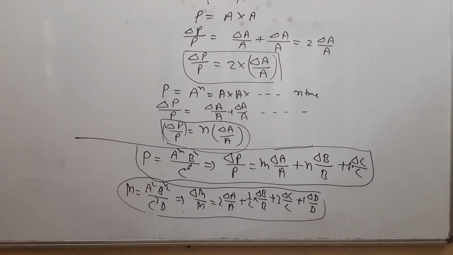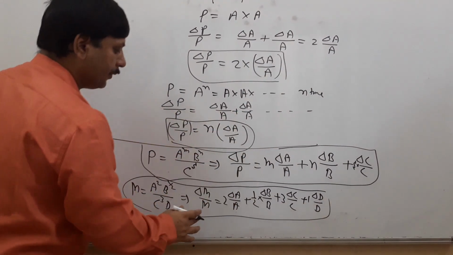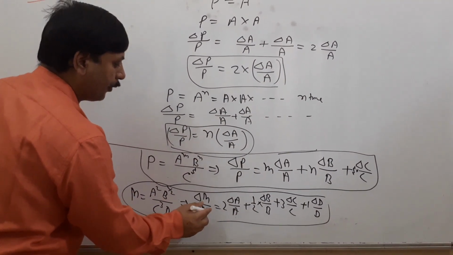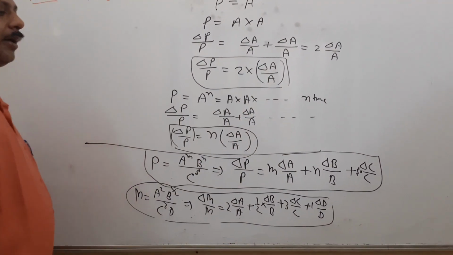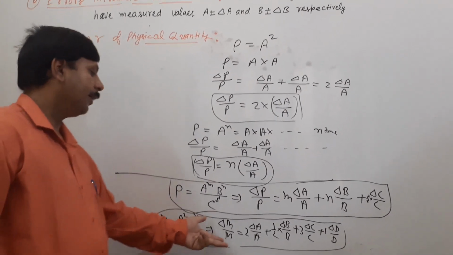One thing more, if it is percentage error, multiply by 100 in all. In the form of percentage, what you have to write? You have to multiply by 100. So by this method you can also find the percentage error.